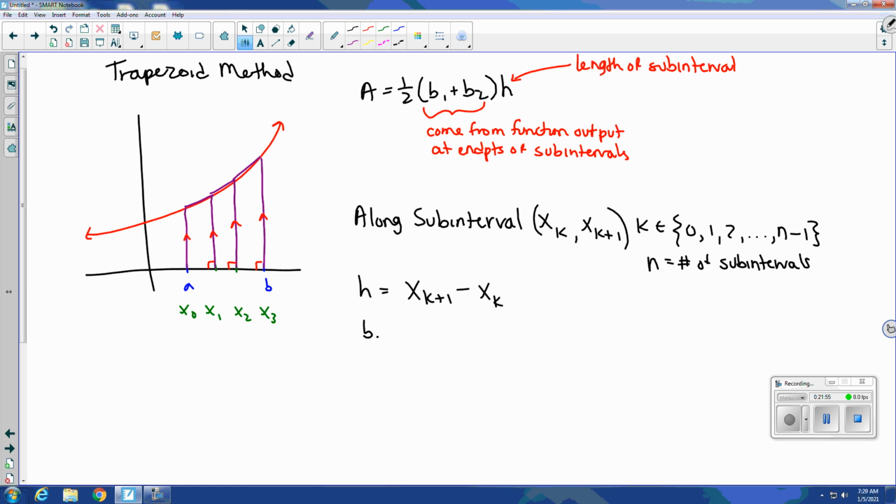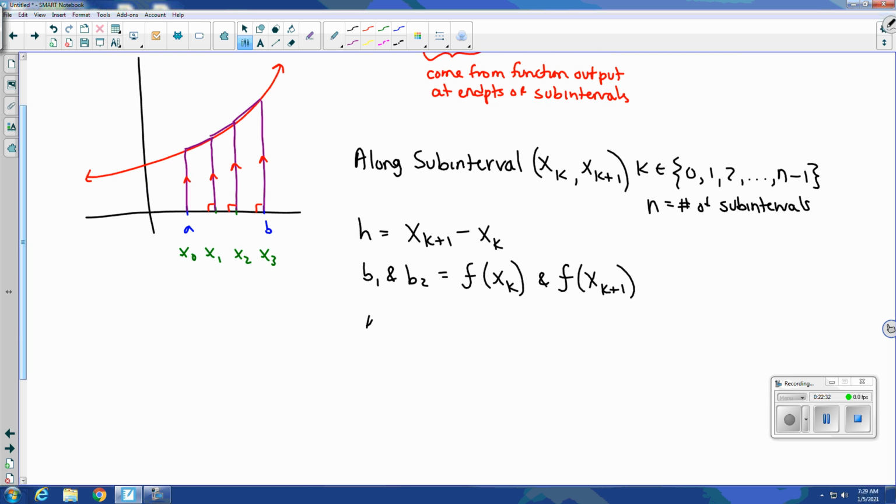Now the bases. So base 1 and base 2, we are going to be calculating the function output at the endpoints of each subinterval. Okay, that gets us base 1 and base 2. We plug in the values of the subinterval into the function to determine how high above the x-axis the function goes or how far below the function goes from the x-axis. Once we have those pieces of information, we plug it into our area formula, and that is the area for one of the trapezoids.